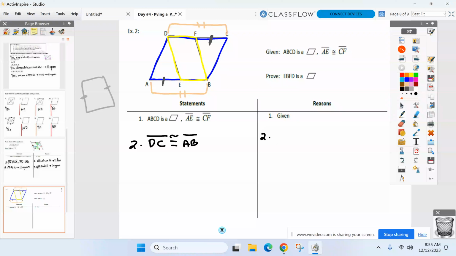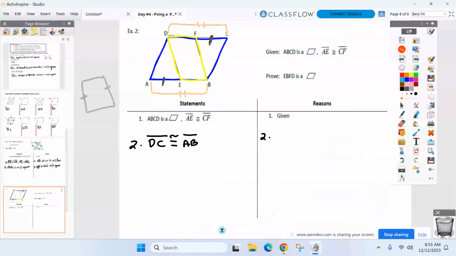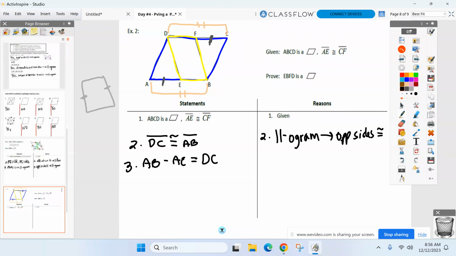Now we're going back to today and yesterday. We're flipping back and forth. Got to keep things straight. Why is DC congruent to AB? What are we going to write here? Shara? There you go. We're going back to yesterday now. Parallelogram implies opposite sides congruent. And now you can do your whole subtraction substitution. So we can say AB minus the given AE equals DC minus the given FC or CF.